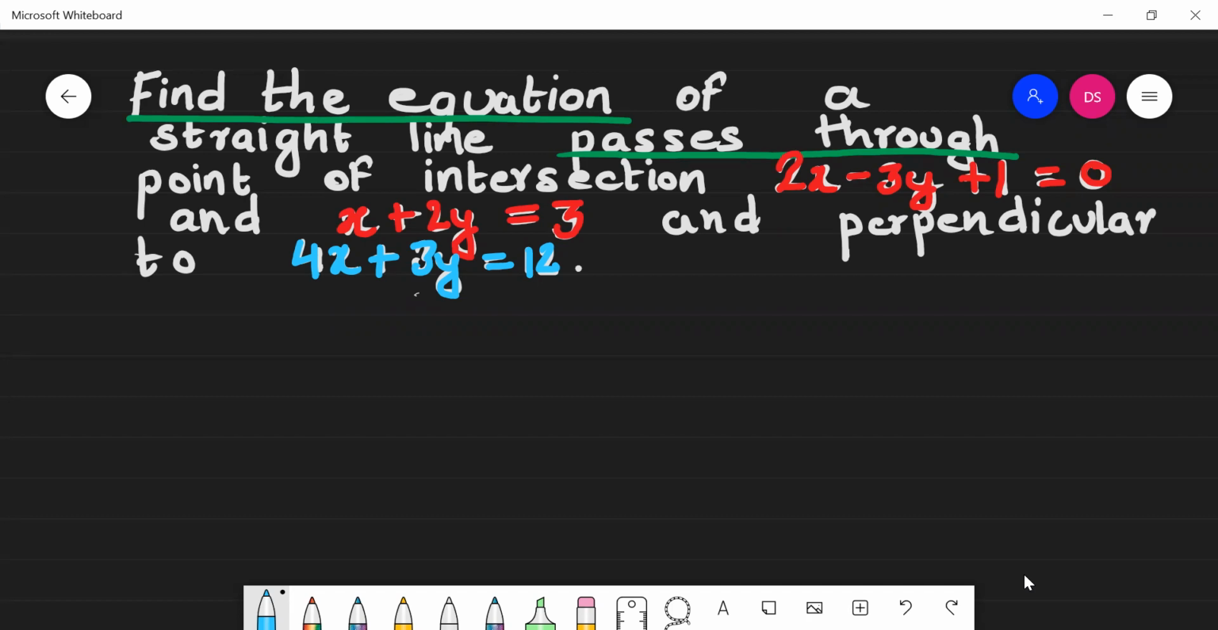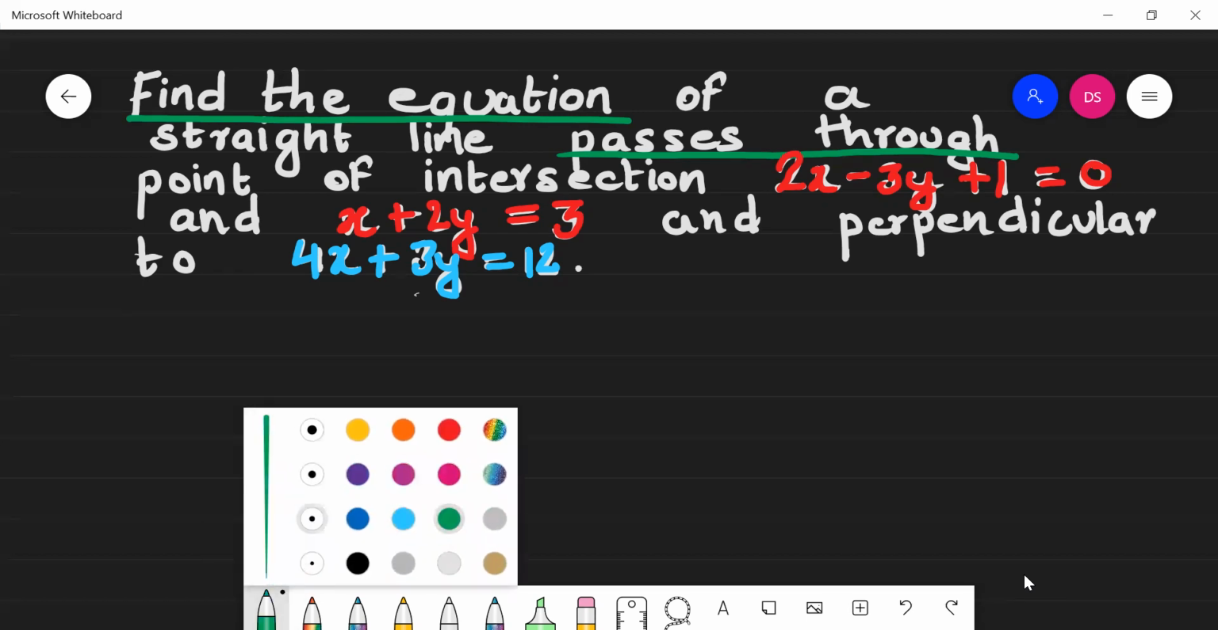equals 12. So this question is actually asking us to find the equation of one straight line whose point, whose coordinate, lies on the intersection of the red equations that you can see in the question, and which is perpendicular to the blue equation that you can see in the question itself. So to understand and solve this question, first we have to analyze what we are going to find. We are going to find the equation of a straight line.